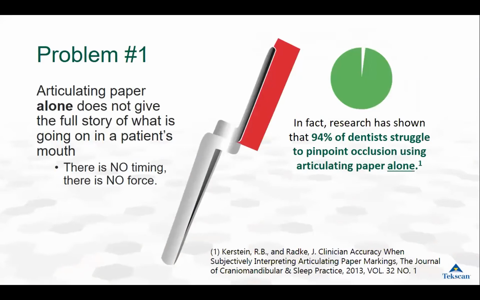For hundreds of years, dentists have relied on using articulating paper to identify occlusal contacts. And articulating paper does exactly that. It shows us occlusal contacts. However, what it does not show is the meaning behind those contacts. What is the force on that tooth? When did the tooth come into contact during the patient's occlusion? Articulating paper alone does not give you the full story. And we know from research that 94% of dentists struggle to pinpoint occlusion when it comes to using articulating paper alone.